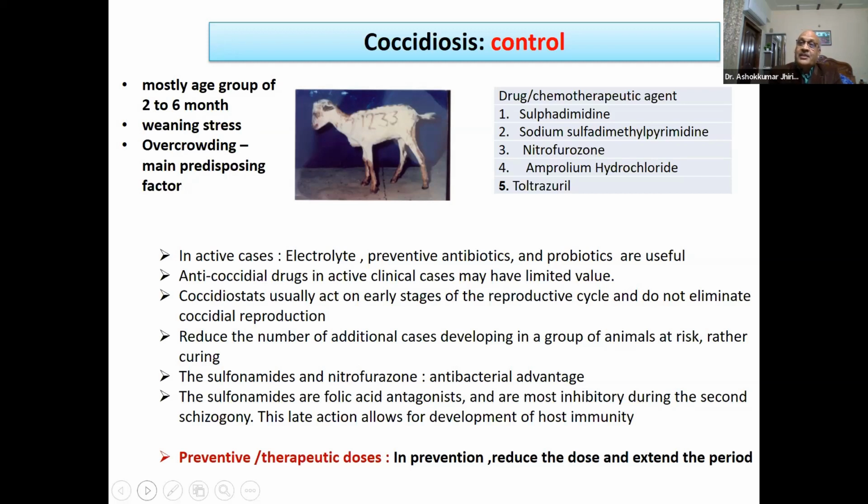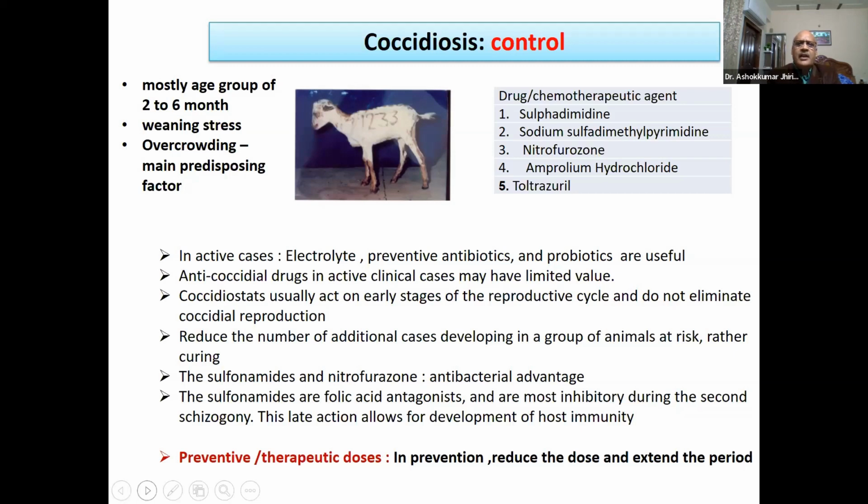If you see the clinical phase of this coccidiosis, it is managed by electrolytes and by antibiotics. Sometimes antibiotics are required in the active phase of the disease because there is a lot of denudation of the epithelium and there is a possibility of bacterial infection. So the antibiotics also sometimes work in the acute case or when there is diarrhea and dysentery. Probiotics are practiced to maintain the flora of the intestine.